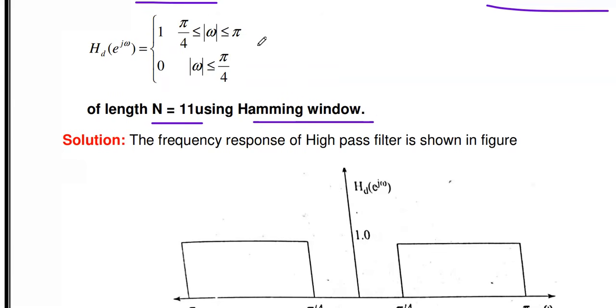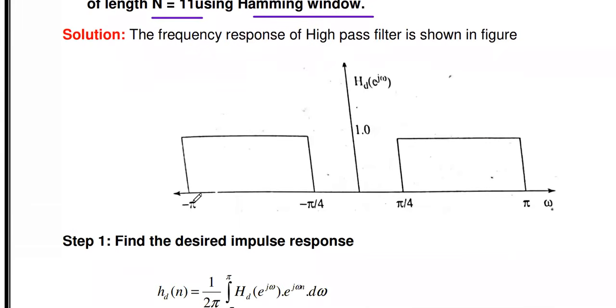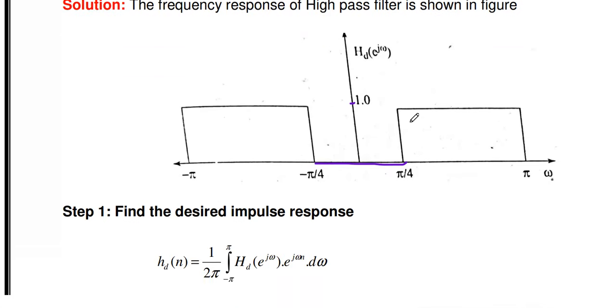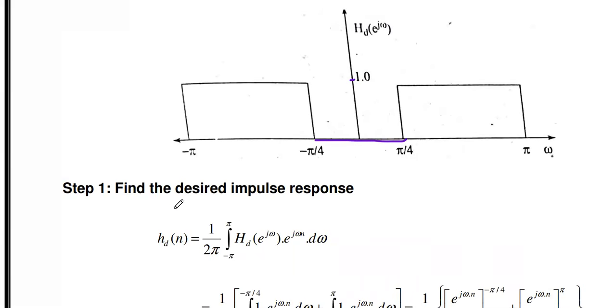So that's why we can write this in two parts. From minus pi to minus pi by 4, HD of e power j omega is 1. Similarly from pi by 4 to pi, HD of e power j omega is 1. Then in between minus pi by 4 to plus pi by 4, this value is 0. So this is the frequency response given. Using this, the first step is to find the desired impulse response HD of n.